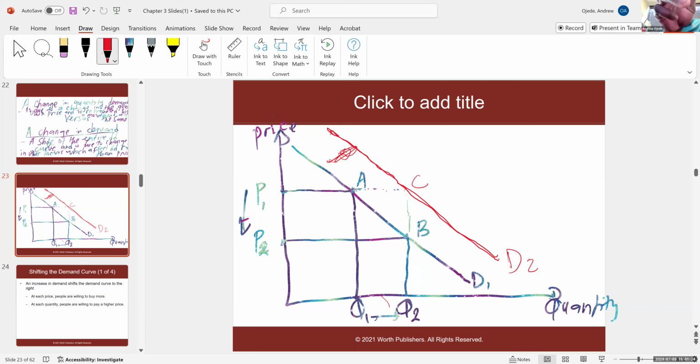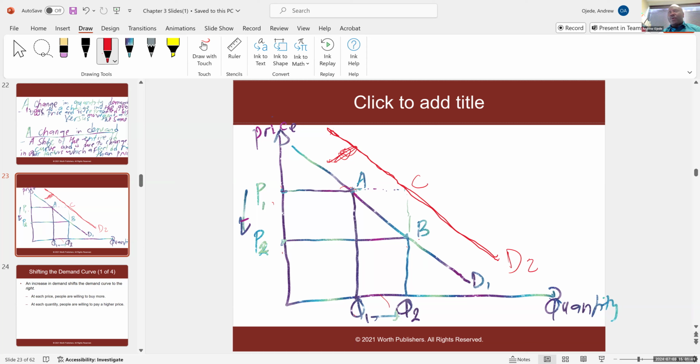So a movement from point A to point B is due to a change in price. You're moving along the same demand curve because price went down. So we call the movement from A to B an increase in quantity demanded. But a movement from point A to C, we just say it's an increase in demand.